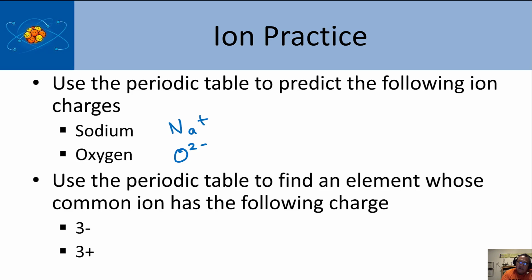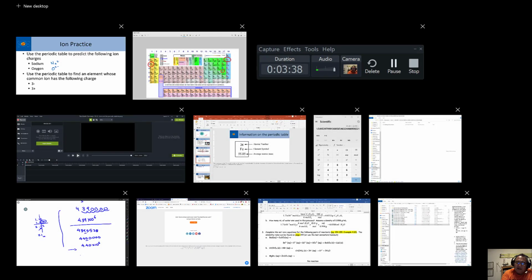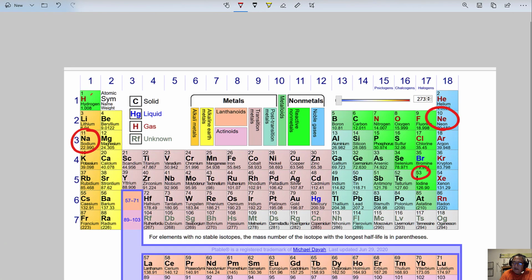Now when oxygen does this, let's look and see where it's at on the periodic table. It's here. And oxygen also is closest to neon.